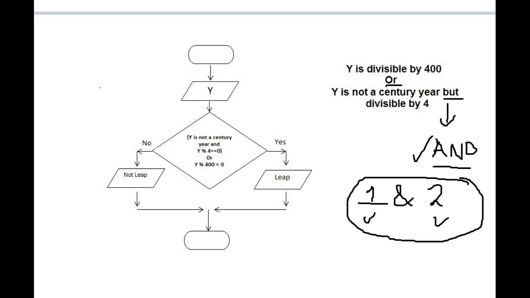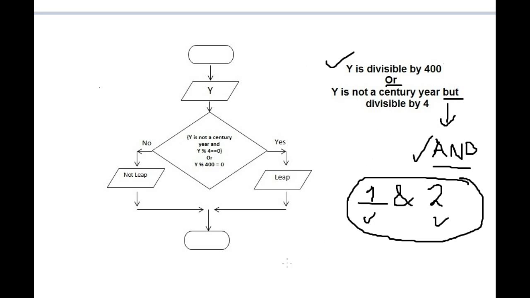So in a very simple way, "and" says both should be true, then only the final thing will be true. And "or" says if anyone is true, then the final condition is going to be true. That means in this case what is going to happen? If this is true, then this need not be checked also. Straight away we can say that the whole condition is true.